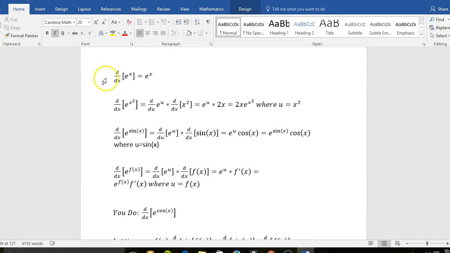Now, guys, recall that d by dx of e to the x is e to the x. That's the prettiest derivative of all, in my opinion. Now, what if we mess things up a little bit? What if we don't have e to the x?